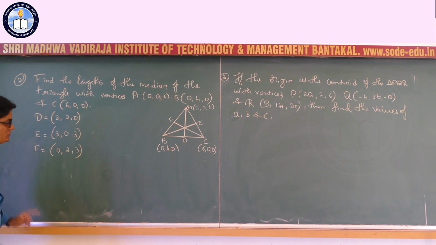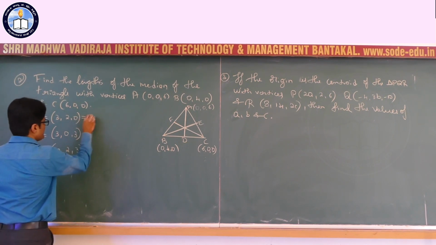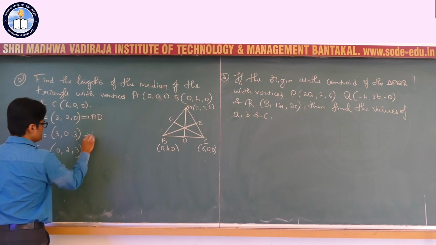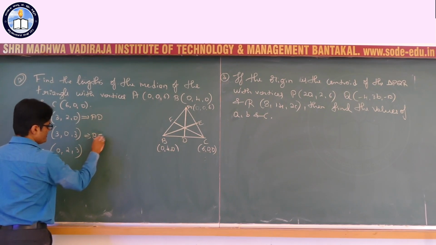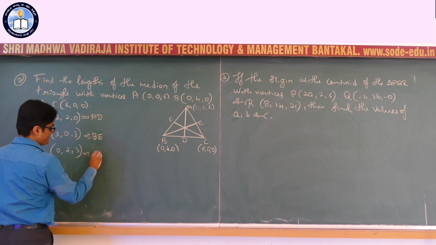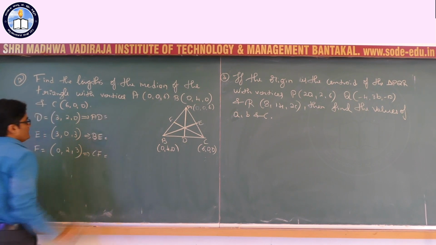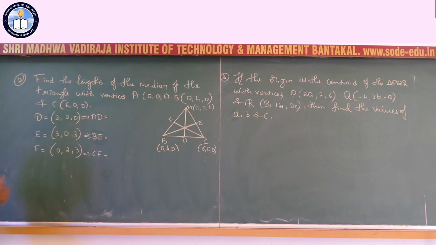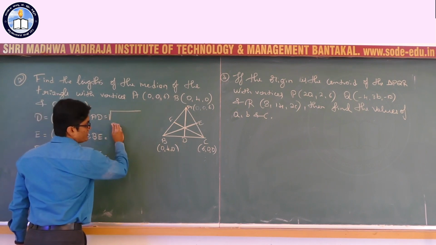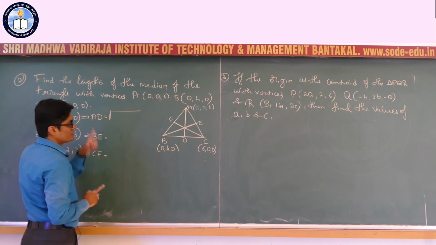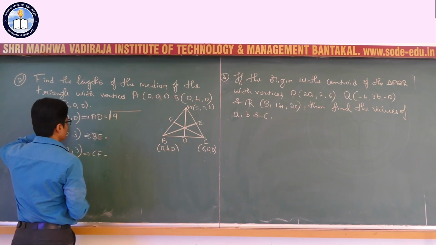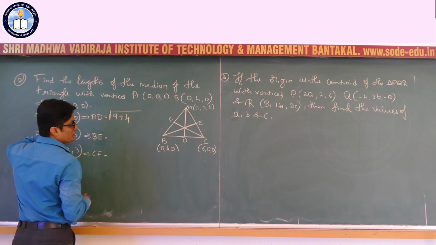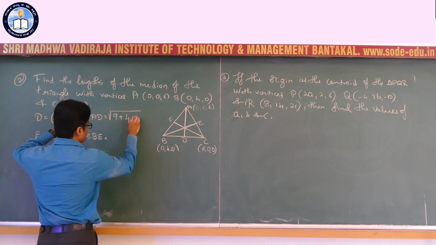So what is required now? Now AD is required, then BE, and then CF. What do you mean by finding AD? Nothing but the distance formula. What is AD? D is known, A is known. (0 minus 3) whole square, 9. (0 minus 2) whole square, 4. (0 minus 6) whole square, 36.